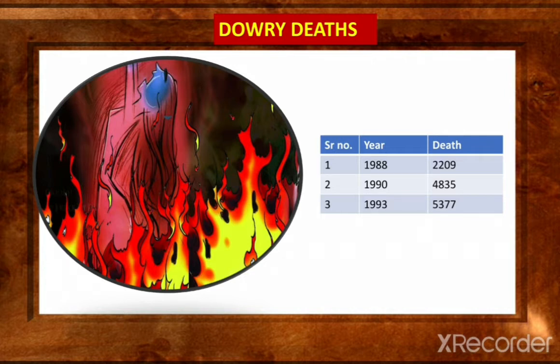But still, as per the data, women's deaths increased. You can see here, in 1988, 2,209 women's deaths were seen because of dowry. In 1990, it increased to 4,835. And in 1993, it was 5,377. So these numbers show you the seriousness of this issue.